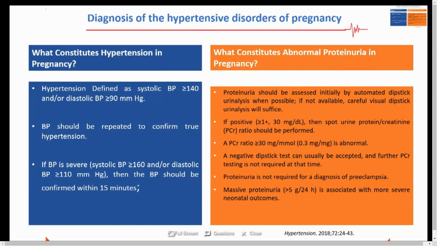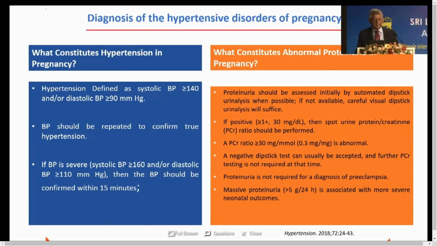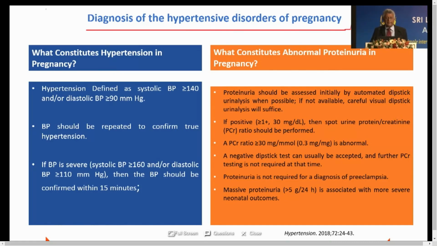In pregnancy, first you have to diagnose whether they have hypertension, and it should be repeated and confirmed. And also you have to find whether they are in the high risk group. If the blood pressure is more than 140/90, you can diagnose hypertension with a repeated measurement. And if the blood pressure is more than 160/110, then you diagnose severe hypertension in pregnancy. These patients should be promptly treated, and you should consider it an emergency.